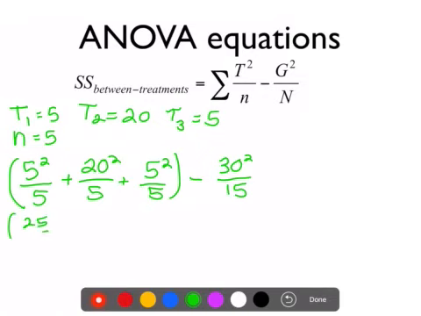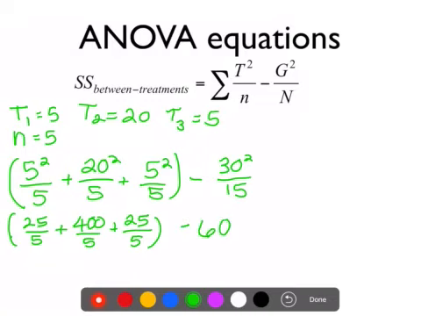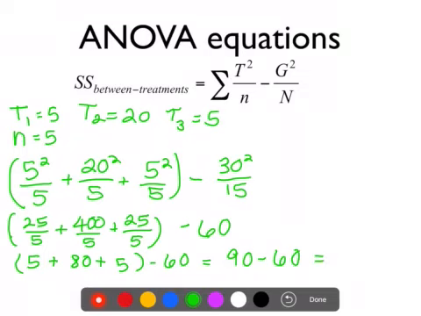So here we have 25 divided by 5 plus 400 divided by 5, and then this we already know is equal to 60 from our previous calculations. When we do this, we get 5 plus 80 plus 5 minus 60, which is equal to 90 minus 60, which is equal to 30. So we have a sums of squares between treatments of 30. Okay, so we've done all our sums of squares now.